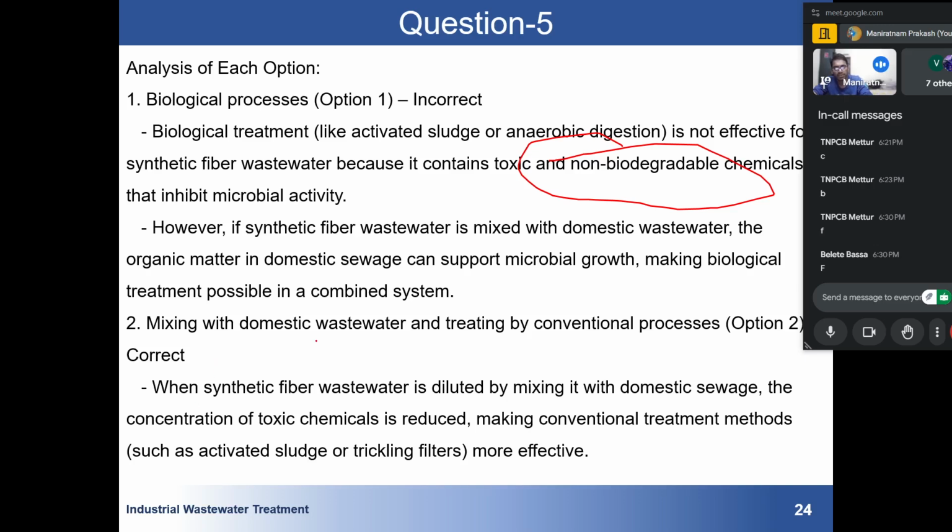Now, mixing with the domestic wastewater and treating by conventional process. When synthetic wastewater is diluted by mixing it with domestic sewage, the concentration of toxic matter is reduced, making conventional treatment methods more effective. So this is one option.